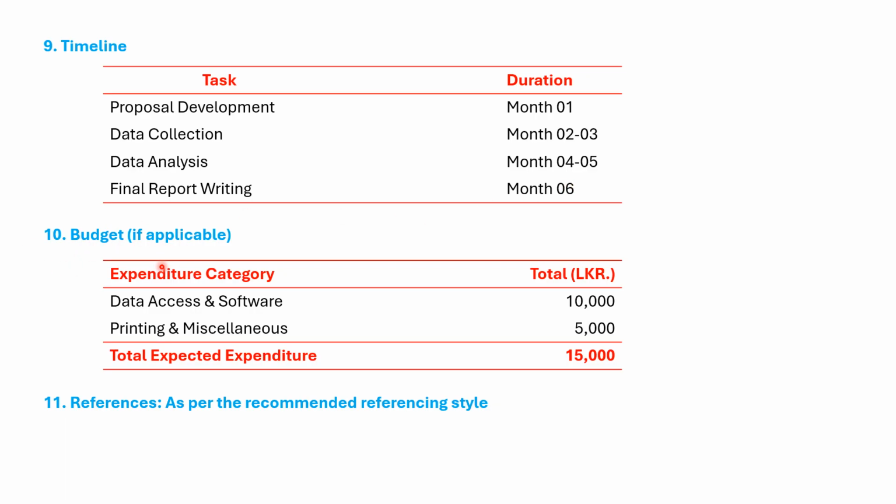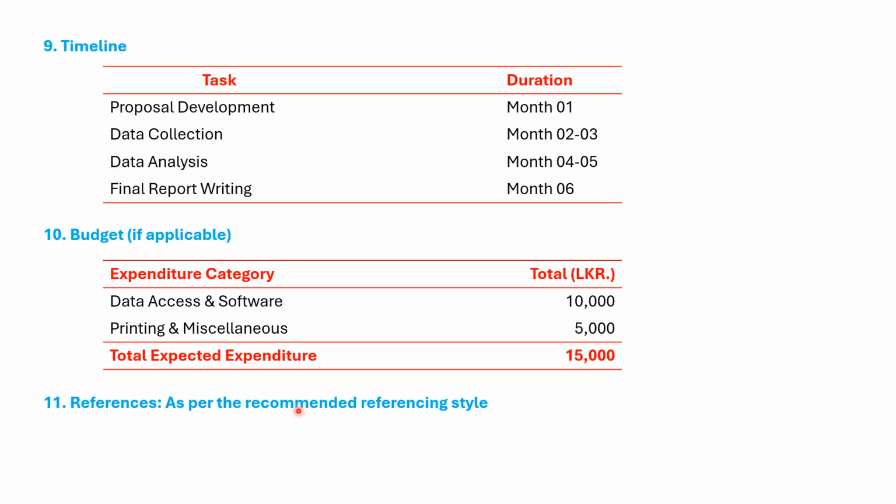And yes, if applicable, you have to indicate the budget as well, right? Because if it is that impactful a research, definitely you have to do something, and you need certain amounts for expenses. Here I have indicated simply data access and software for 10,000, printing and miscellaneous 5,000. So altogether it's 15,000. So budget lines should be clear, right? And you need to have proper accountability of these amounts. And finally, references as per the recommended referencing style. So it could be Harvard, APA, or a related one.